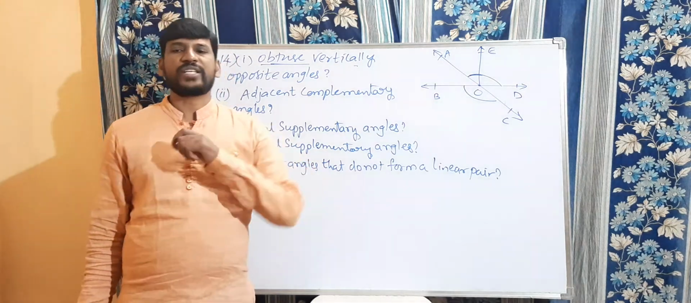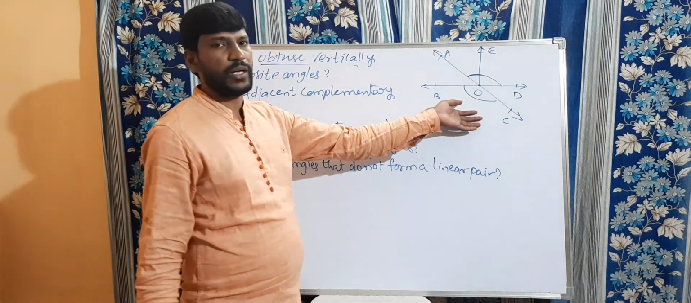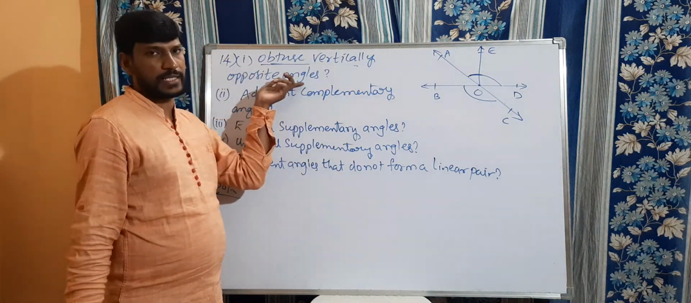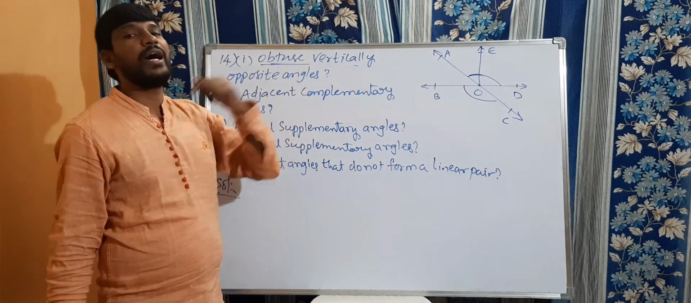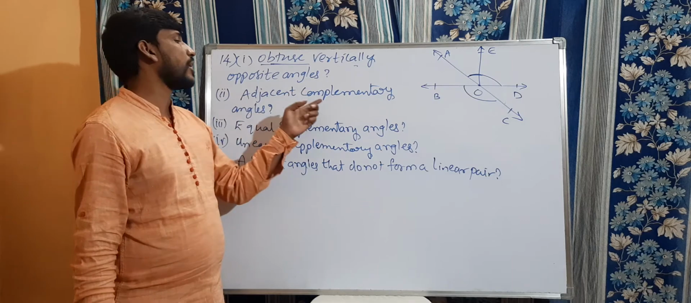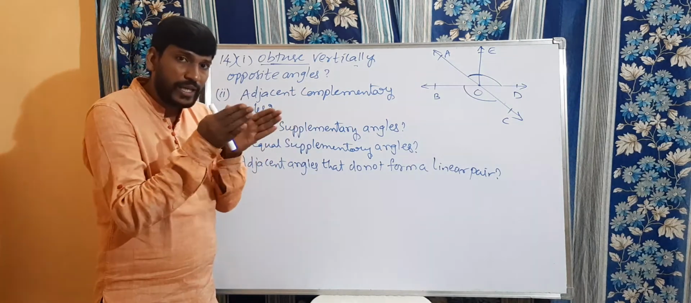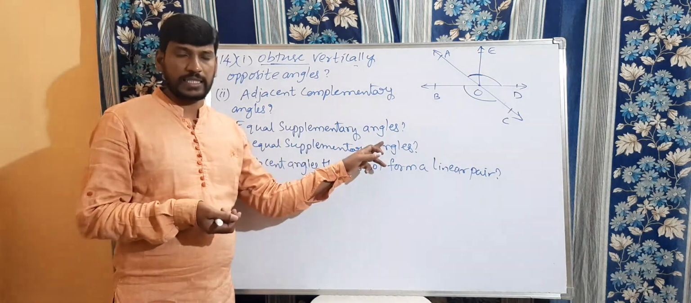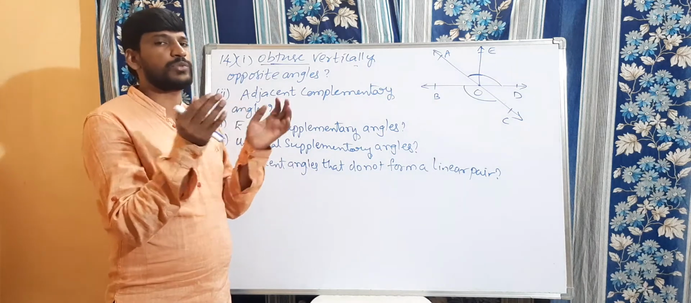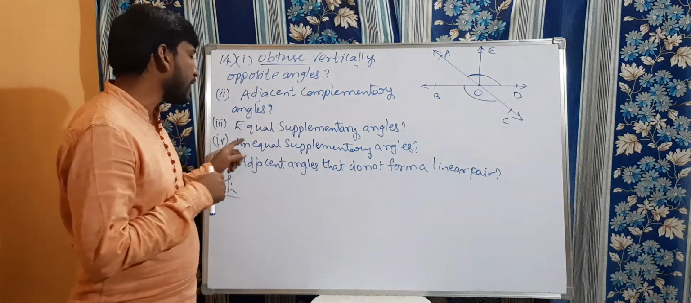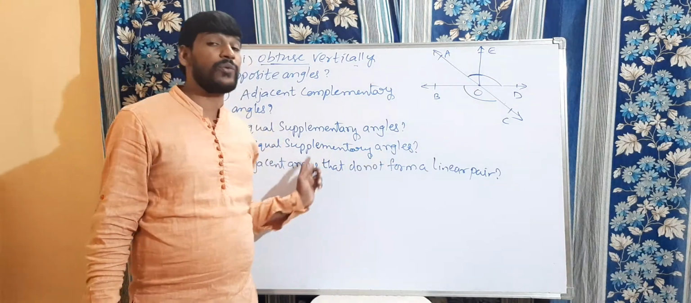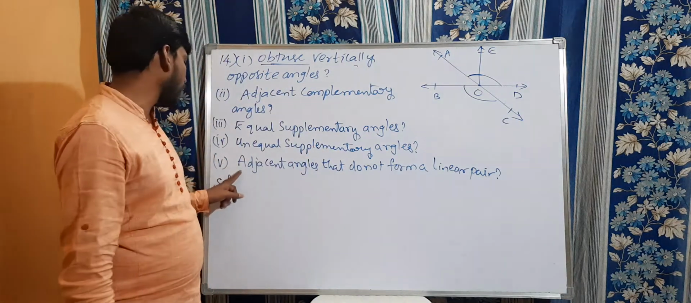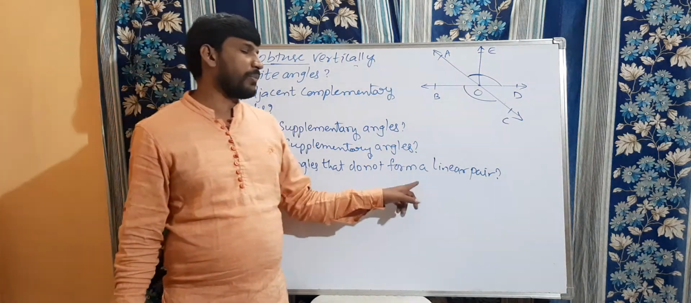Right, children, let us discuss question number 14. In this adjacent figure, we need to find out all these. What is that in the first bit? Obtuse vertically opposite angles. Both must be obtuse angles and vertically opposite angles. The second one is adjacent complementary angles. Both are adjacent to each other and the sum should be 90 degrees. The third one is equal supplementary angles. Both are equal to each other and the sum should be supplementary. The fourth one is unequal supplementary angles. One should be an acute angle, one should be an obtuse angle. Now coming to the fifth one, adjacent angles that do not form a linear pair.